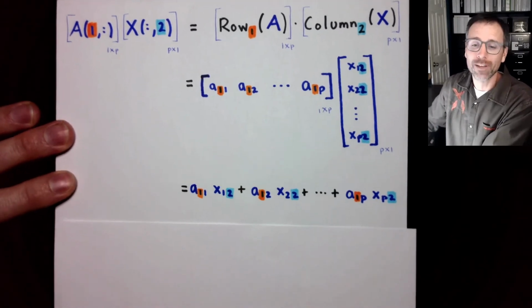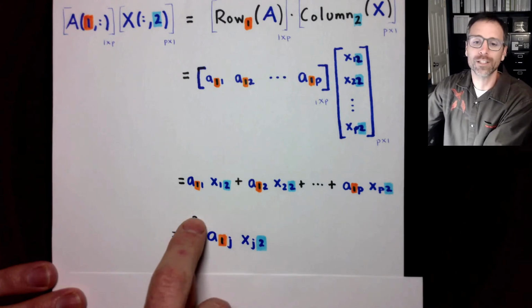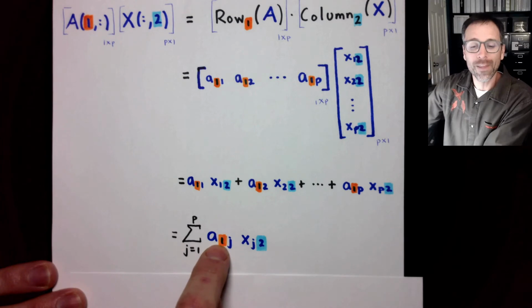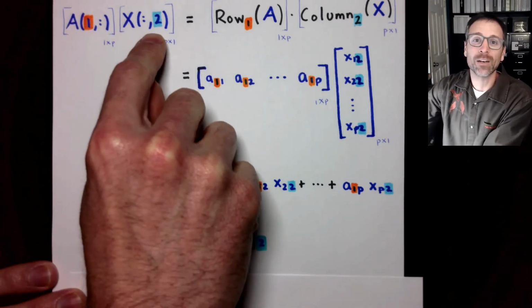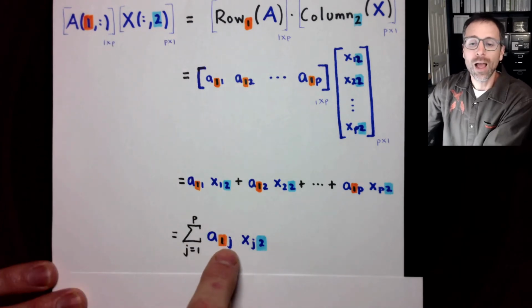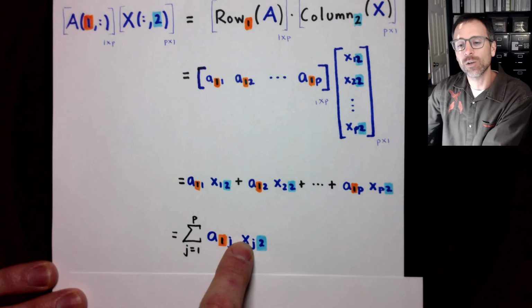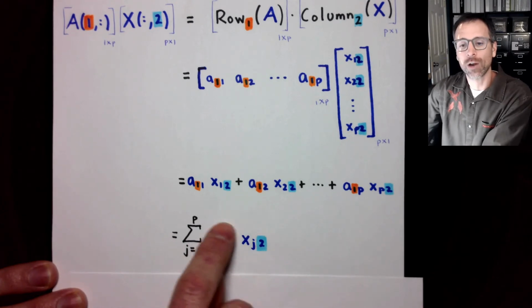Okay, once we have this, we could of course create a summation notation. So this is the sum from j goes from 1 to p of A_1j x_j2. The 1 there is highlighted in orange since we're looking at row 1. The 2 is highlighted in blue since we're looking at column 2. The column index of the entries of A aligns identically with the row index of the entries of X. So that's the index j on our summation.